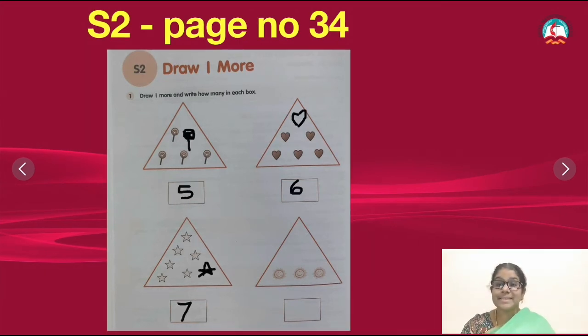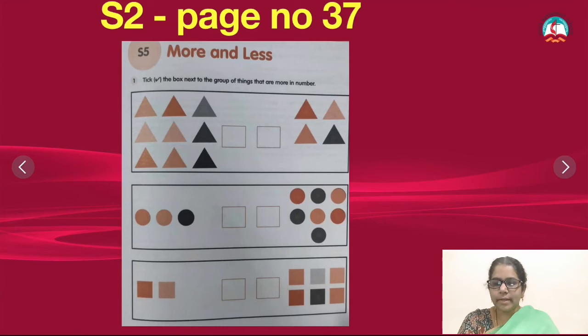Next we have sun. Okay. Count how many suns are here. 1, 2, 3. Now draw one more sun, children. Finish drawing. Count and see, children. 1, 2, 3, 4. We have 4 suns. Now write 4 in the box. Finish, children. Very good. Children, turn to page number 37.